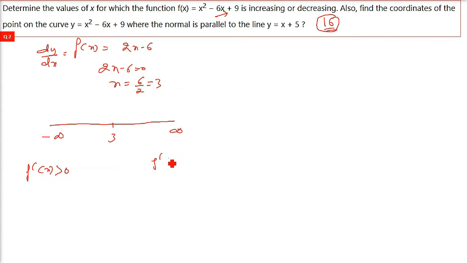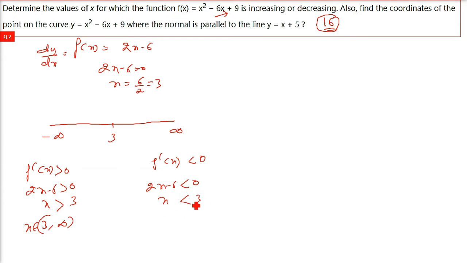f dash x greater than 0 for increasing, f dash x less than 0 if it is decreasing. So we have 2x minus 6 greater than 0, that is x is greater than 3. So x belongs to 3 to infinity, and then we can say that it is increasing. For 2x minus 6 less than 0, x is less than 3. I should not say domain or range, it's an interval. So x belongs to negative infinity to 3. So this is where we got that it is increasing and decreasing.